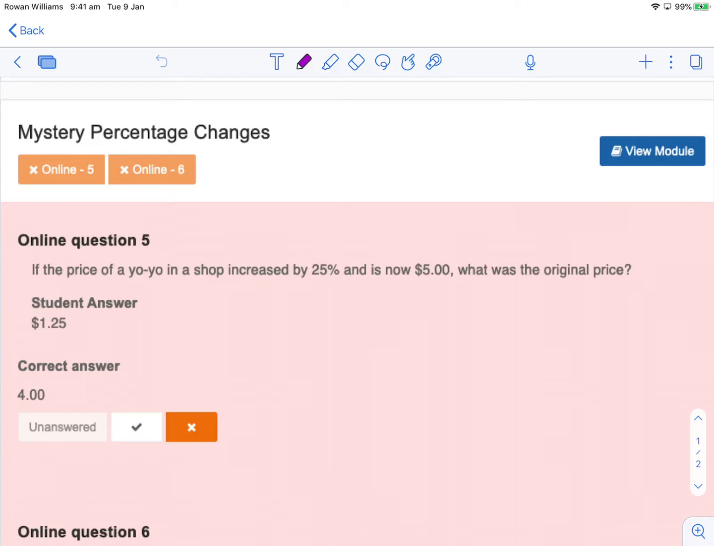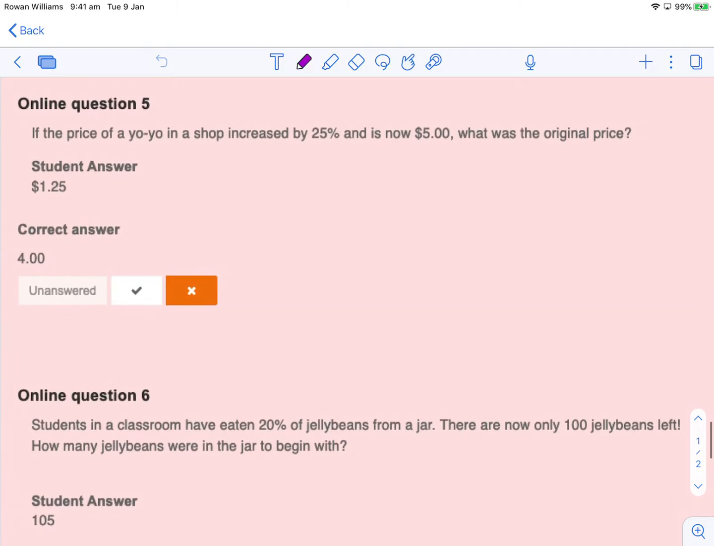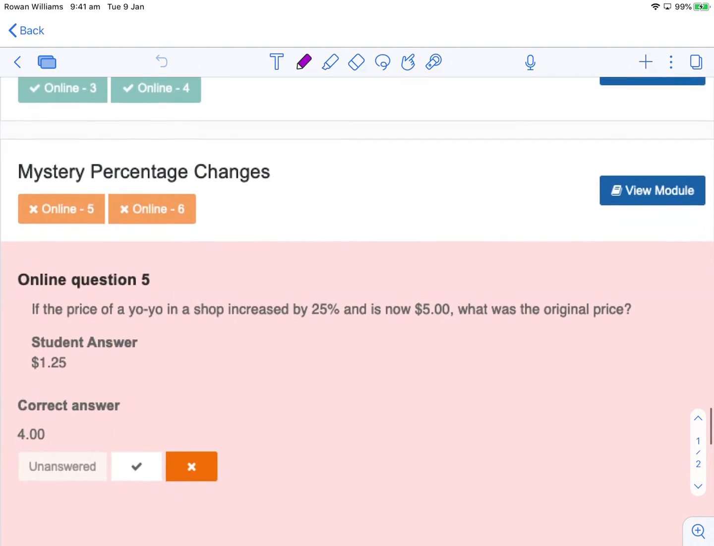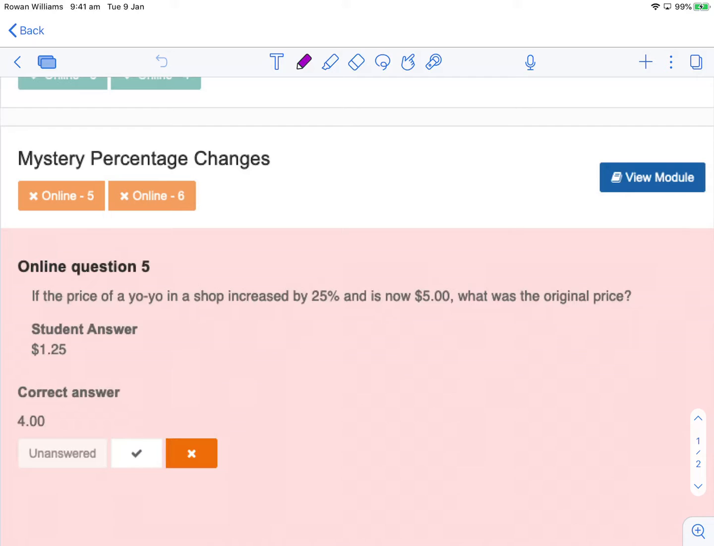All right, let's have a look at this one here, the mystery percentage changes. We've got our first one, which is a yo-yo question, and the second one, which is the jelly beans question. So first one, we've got our price of a yo-yo, which is increased by 25% and is now $5. So it's gone from 100%, right?